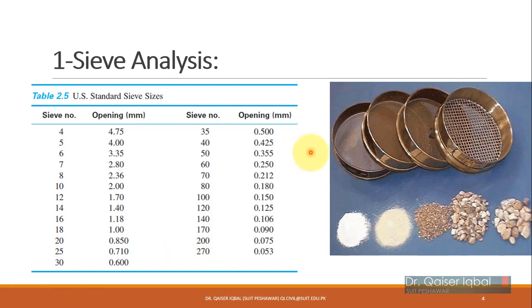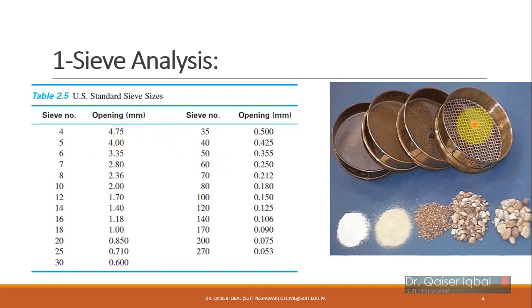Moving on, what type of sieves are available? In this table, US standard sizes according to ASTM are provided. You can see the sieve number and the opening of each particular sieve. By the way, these are the sieves for soil particle size analysis, not for aggregate or gravel. I will discuss that in a while. So the largest sieve here is sieve number 4 with an opening size of 4.75 millimeter.